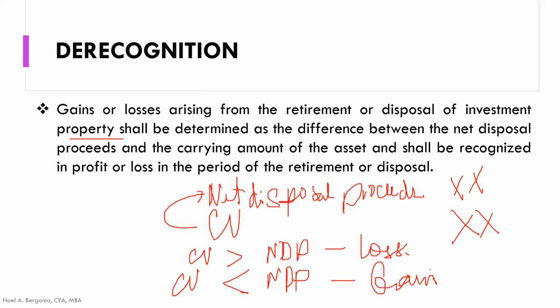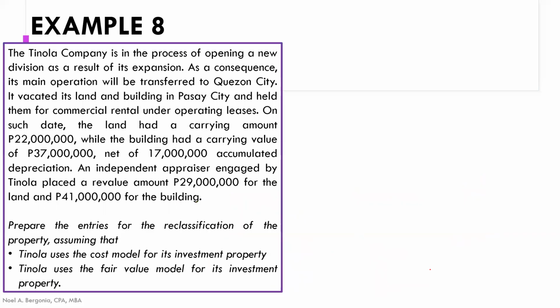Okay, so let me discuss example 8. We are asked to prepare the entries for the reclassification of the property, assuming that the company uses the cost model and the fair value model. So paano po yung magiging entries natin?